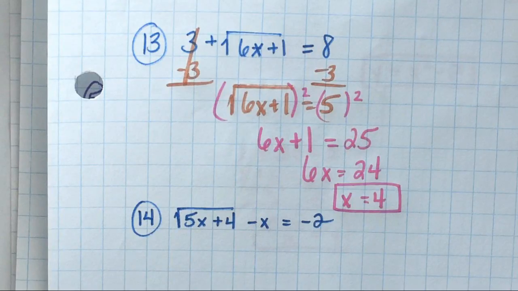You need to check to make sure your answers are legit, because sometimes you end up getting extraneous solutions, meaning if you plug it in, all of a sudden you're taking the square root of a negative number or something crazy that can't happen. 13 was okay.